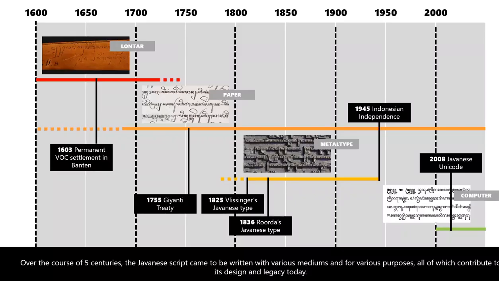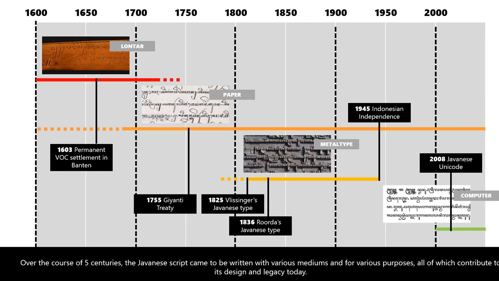The script was actively used by the Javanese people from at least the 16th century until the mid-20th century, during which the script came to be written with various media for various purposes. Inherited from the Hindu-Buddhist period practice, early Javanese script was written on palm leaves, locally known as lontar. Pen and paper came to be used with the spread of Islam to the island of Java, and it became the dominant medium of writing.